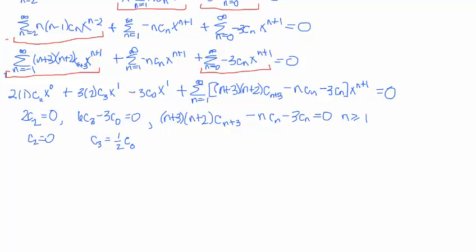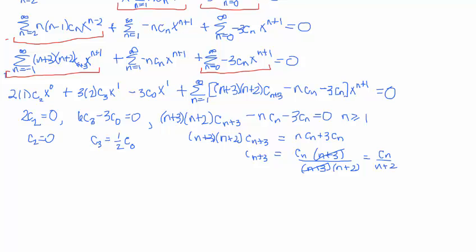I'm going to want to solve for c sub n plus 3. So on the left side, I'll have n plus 3 times n plus 2 times c sub n plus 3. And then I'm going to move these other two terms to the right side, and we might notice I can factor out a cn. So I'm going to do that in the next step. All right, and then I can divide through by the n plus 3 times n plus 2. So I'll have c sub n plus 3 equals cn times n plus 3 over n plus 3 times n plus 2. And we might notice there's some nice simplification that happens here.